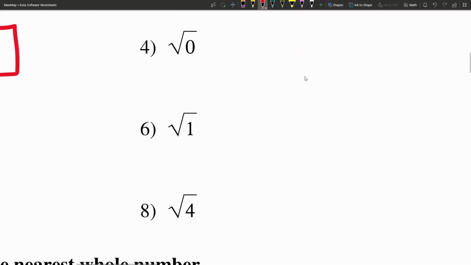Moving on to number 4, what squared equals 0? That's 0. 0 squared equals 0, so the square root of 0 is also equal to 0.